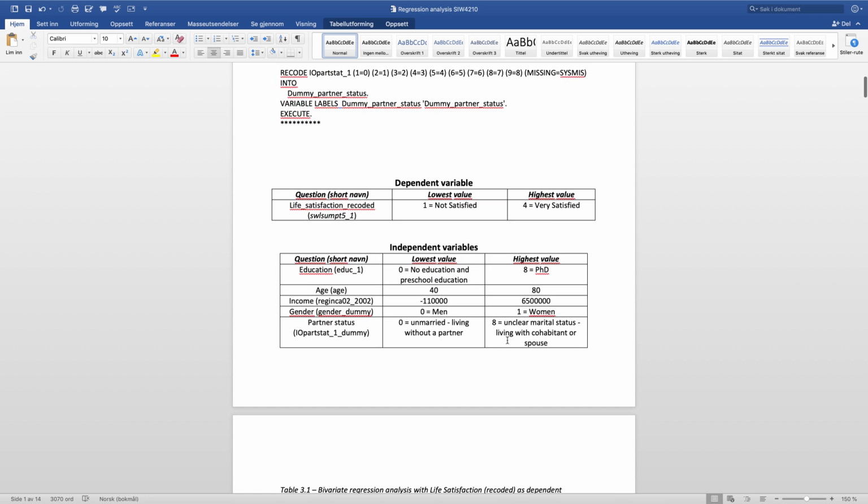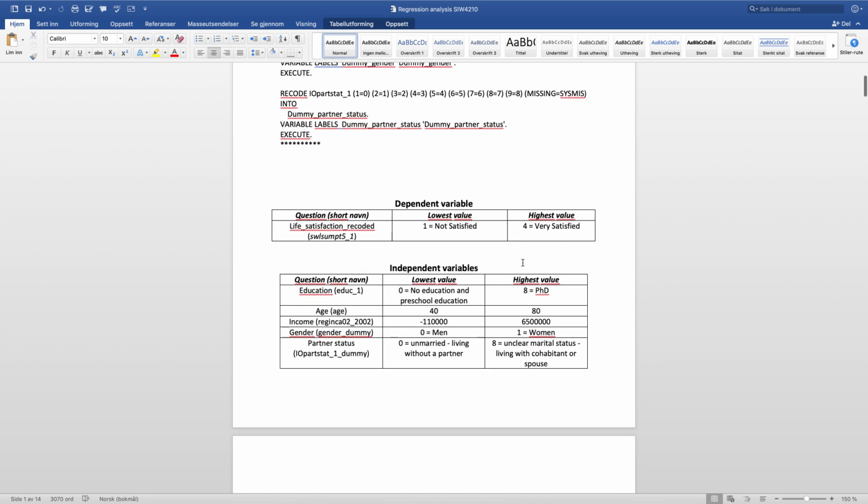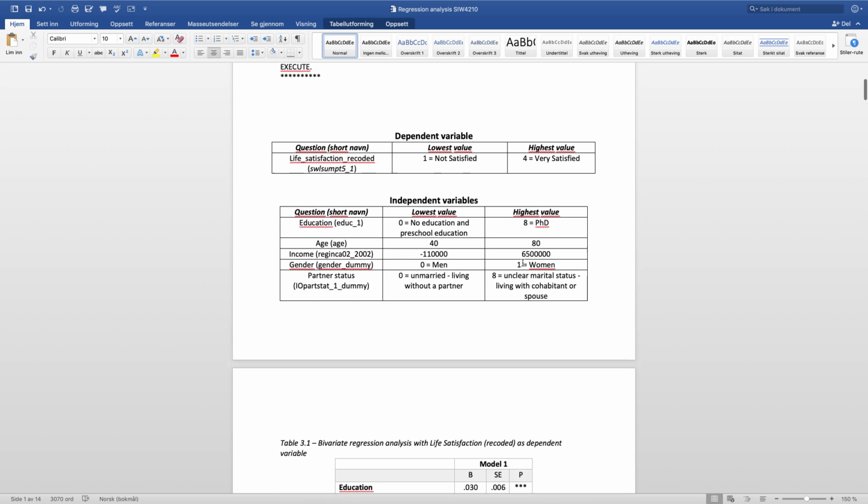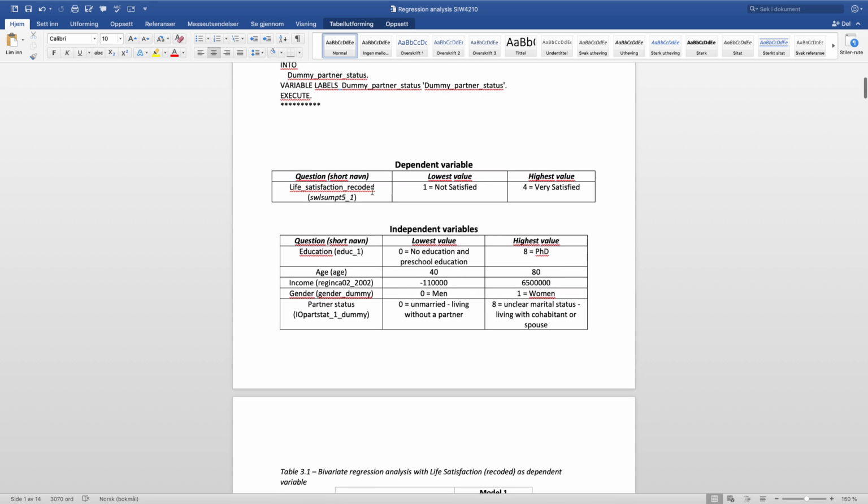Okay, but let's look at the results this student has sent. The dependent variable is life satisfaction. It goes from 1, not satisfied, to 4, very satisfied. So the dependent variable measures life satisfaction, where being satisfied or very satisfied is the high value.